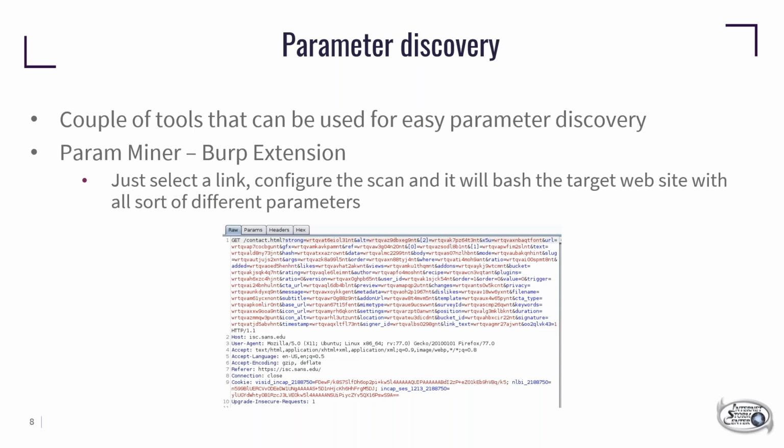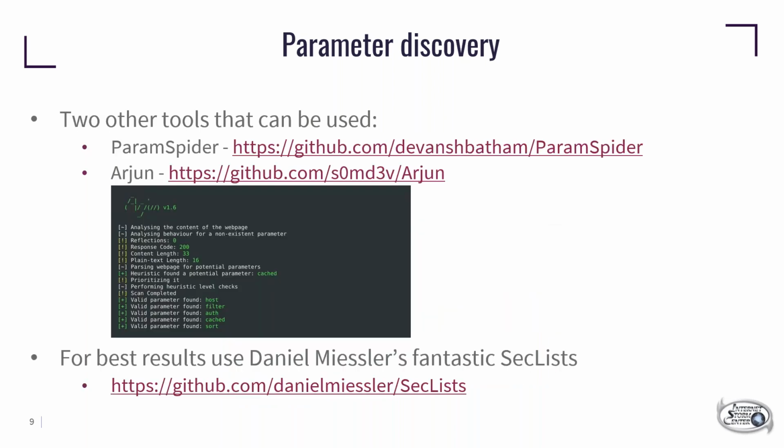If you don't want to use the Burp extension, there are a couple of command line tools that can be used for this as well. Here are a couple of tools that are quite popular today. ParamSpider or Arjun, which is another command line tool that you can use to identify parameters that are maybe not visible initially, that are potentially hidden. These two tools come with their own lists of parameters. So for best results, you can actually use Daniel Miessler's fantastic SecLists. These lists contain well-known or common parameter names that we can use in order to identify any of the potentially hidden parameters that the developer maybe didn't want us to know about.